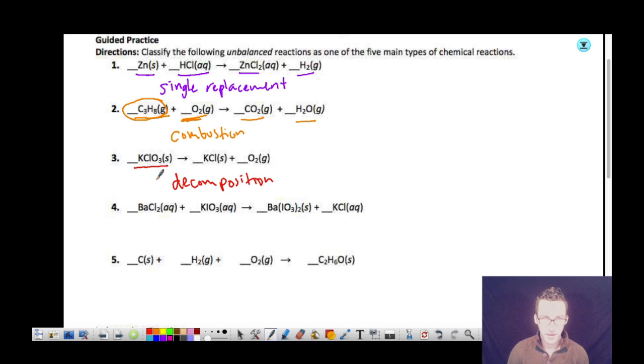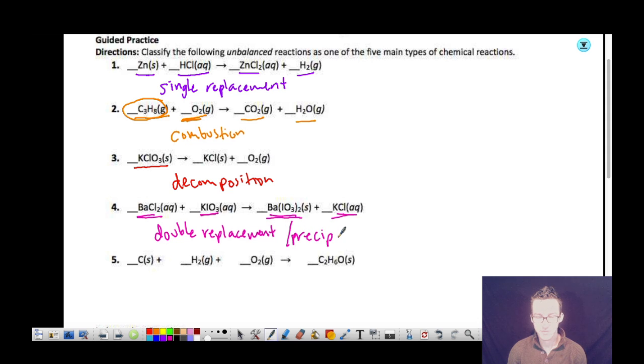Numero 4. Barium chloride plus potassium iodate forms barium iodate and potassium chloride. All sorts of nomenclature going on here. I've got 2 aqueous ionic compounds. I form 2 compounds. One is a solid. This is an example of a double replacement reaction. Specifically, it is a precipitation reaction, because I am forming a solid from 2 aqueous solutions.